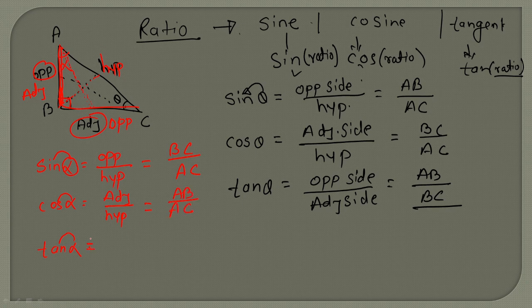For tan alpha, we have to write the ratio. The ratio is opposite side upon adjacent side. The opposite is BC and the adjacent is AB. So guys, remember all these terms and formulas. We will see practice set 8.1 after this. This video is regarding the introduction of trigonometry, right? We will see practice set 8.1 in the next video.